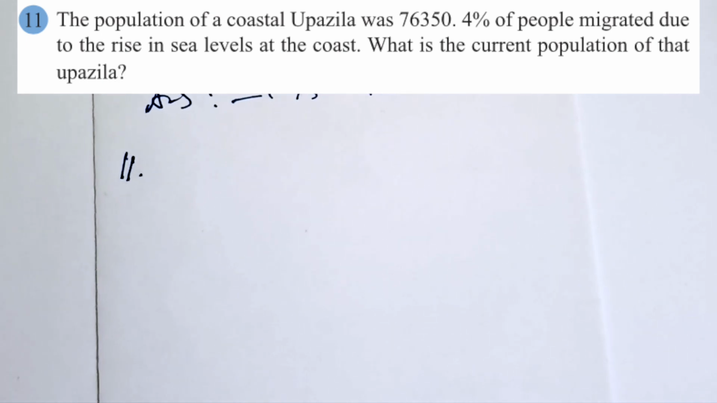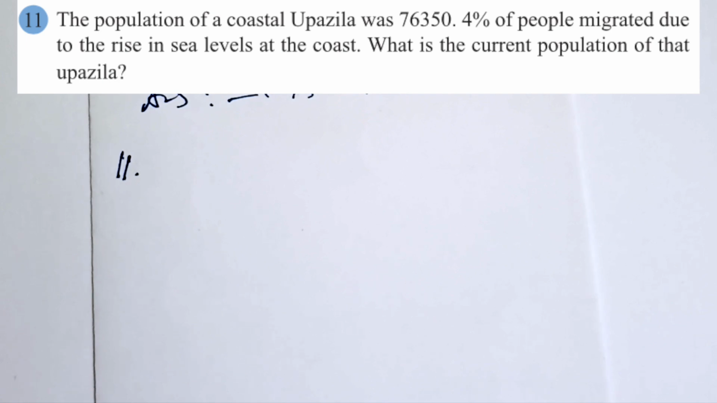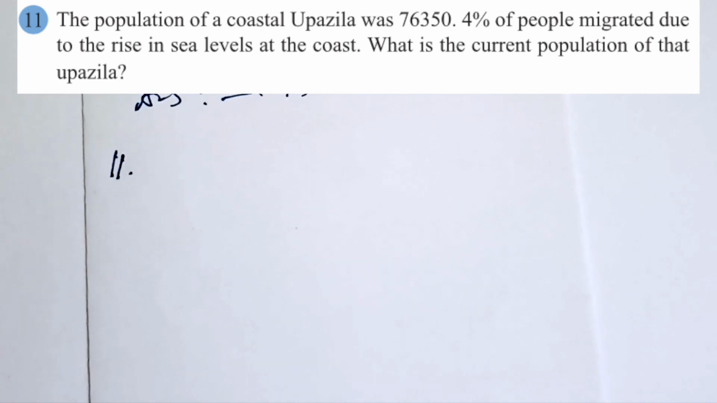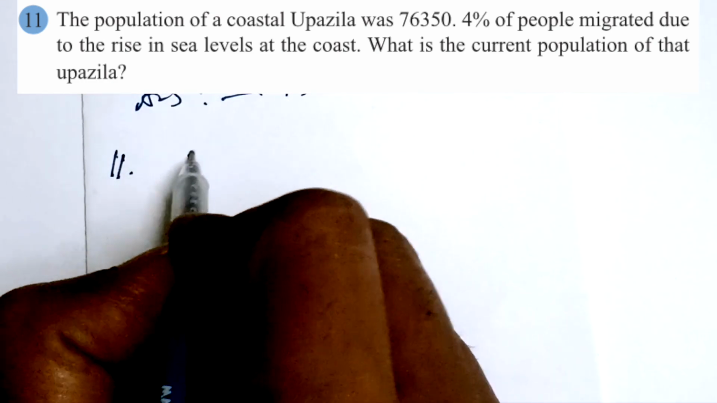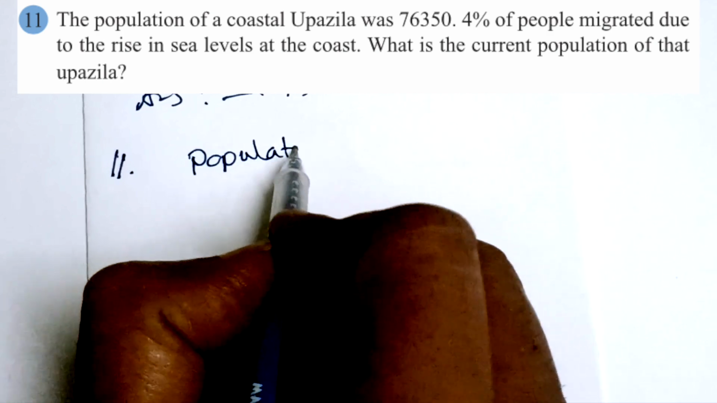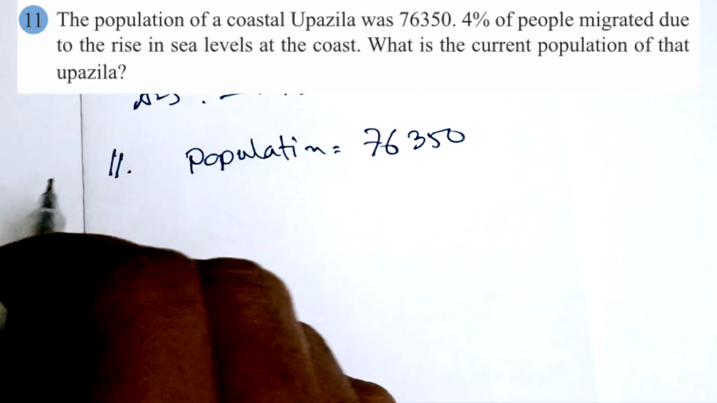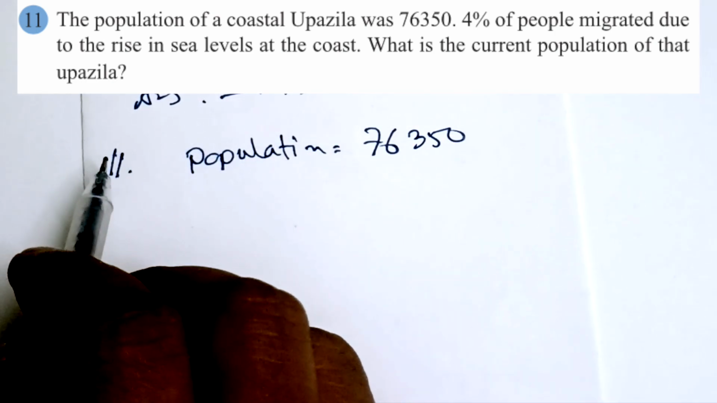The population of a coastal upazila was 76,350. 4% of people migrate due to rise of sea level of the coast. What was the current population of the upazila? Then total population was 76,350 and migrate 4%.